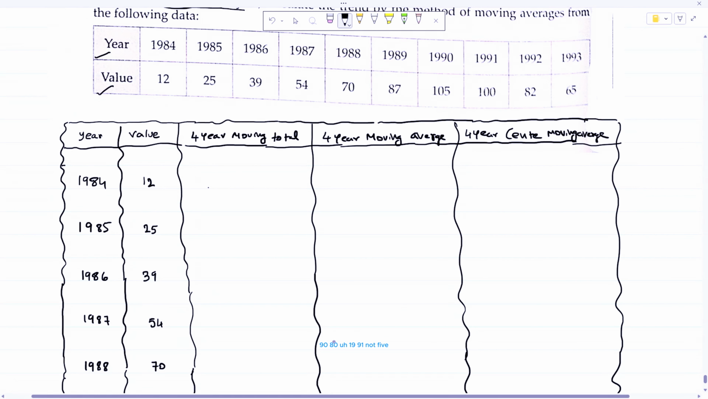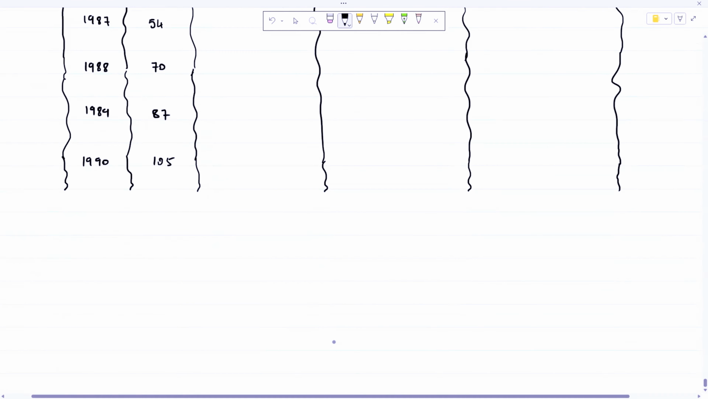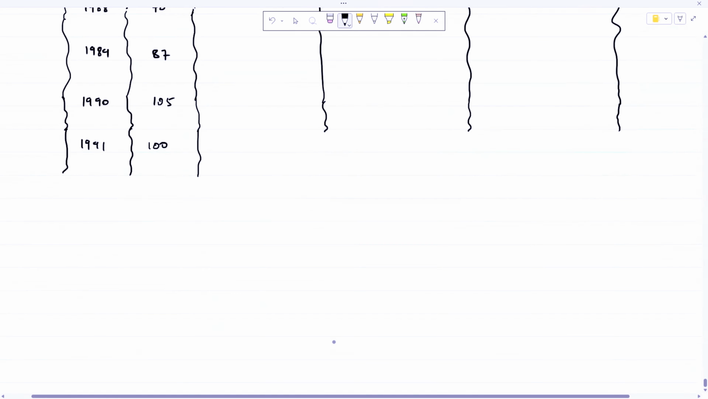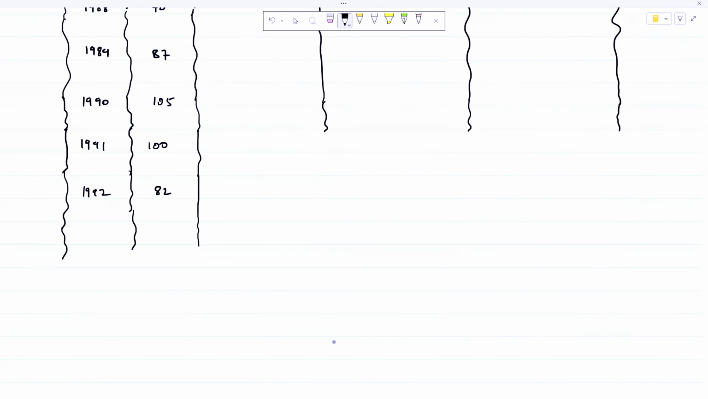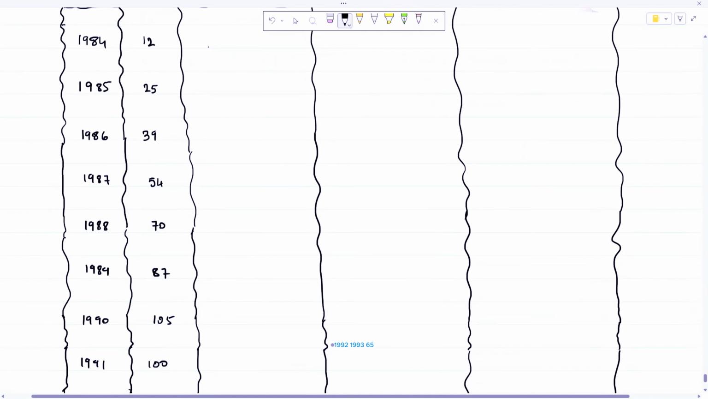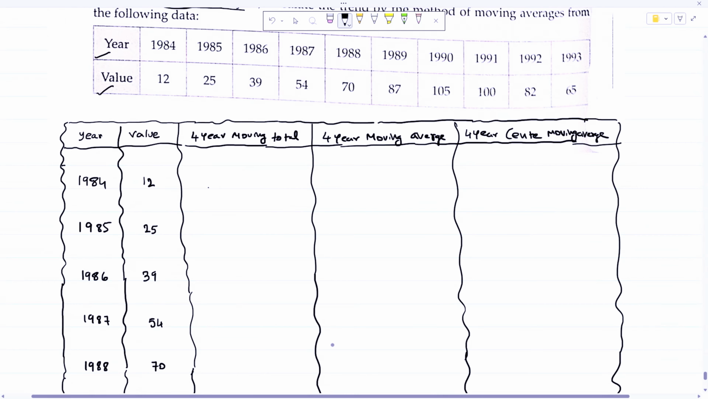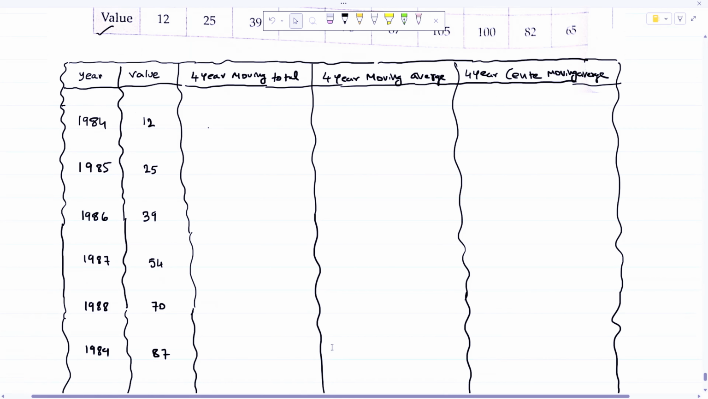90, 80, 1990, 105. Next 1990, 100, 1992, 82. And after watching this video, you should practice each problem 2 times. 1992, 1993, 65. Then close the table and see here 4 values.